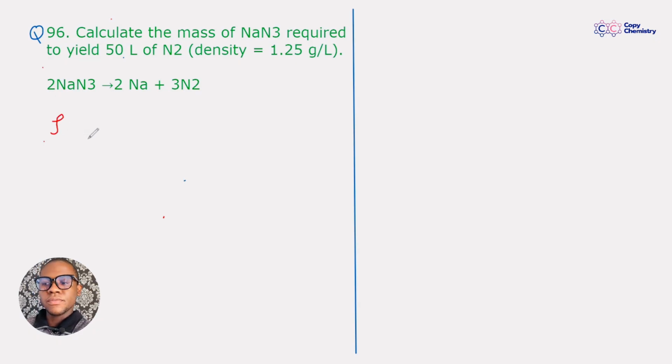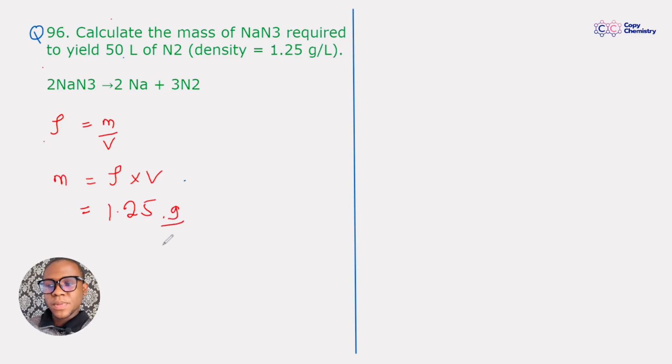Density of the N2 is equal to mass divided by volume. It means that the mass of N2 that they want me to produce is density multiplied by the volume. Do you get what I'm doing here? I've not done anything serious. I just wrote the relationship between density and mass. So yeah, let's move on.